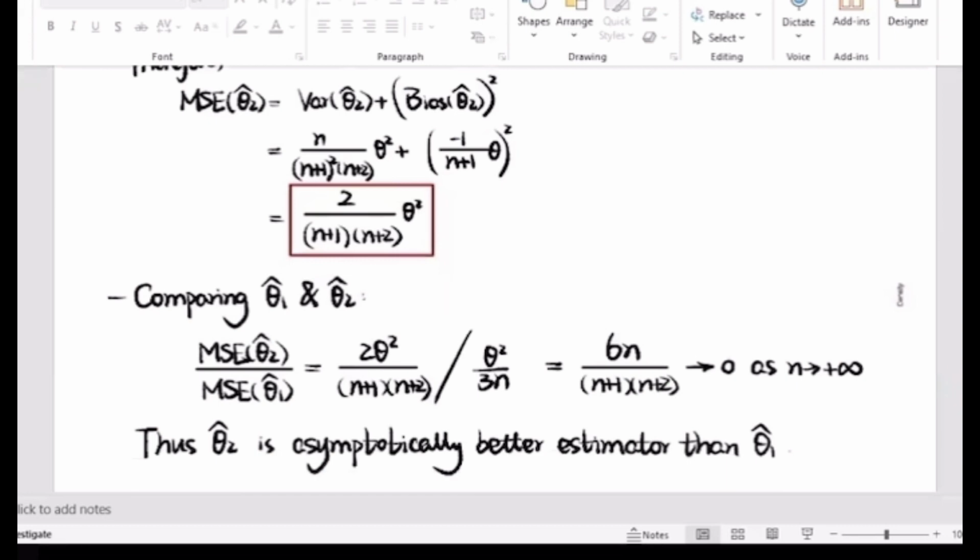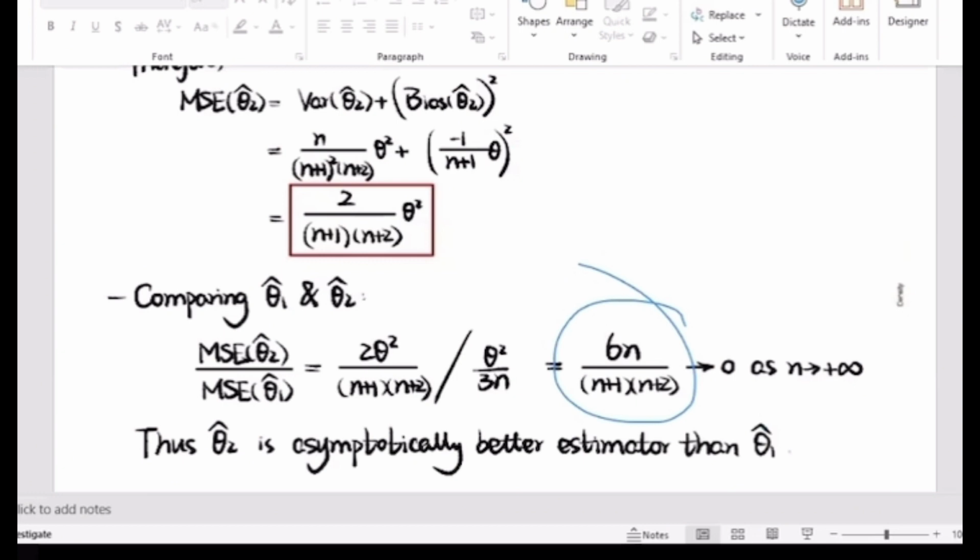But if I really want to test which estimator is better, let's first start with sample size 1. With sample size 1, if you plug in 1 where you have n, they will be the same. That will give you 1, right? Plug in 1: 6 times 1, 6. If you plug in 1 here, 2 times 3, 6. The ratio is going to give 1. At sample size 1, the two estimators are the same.